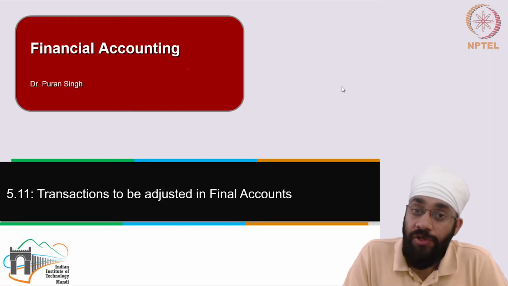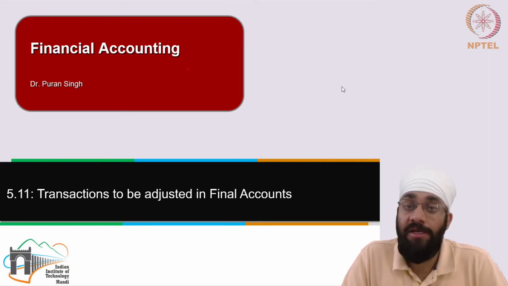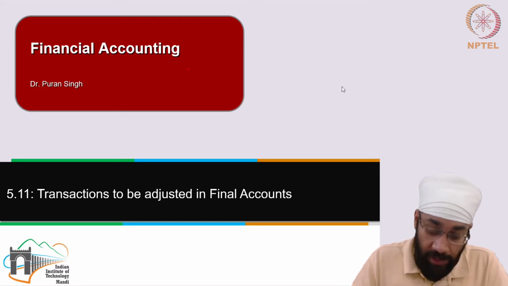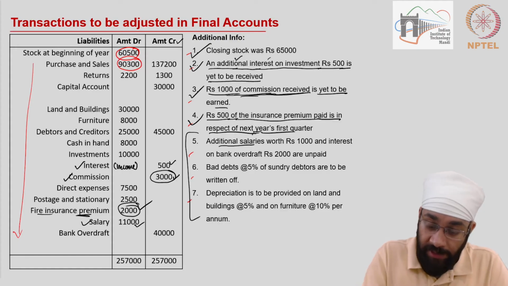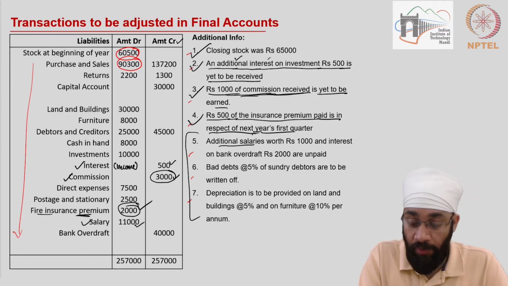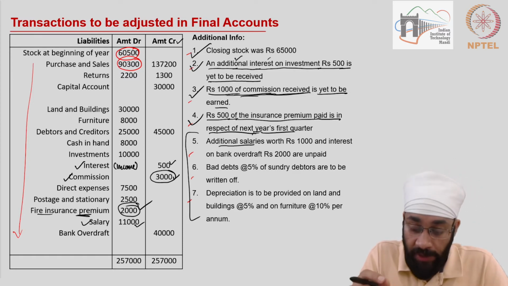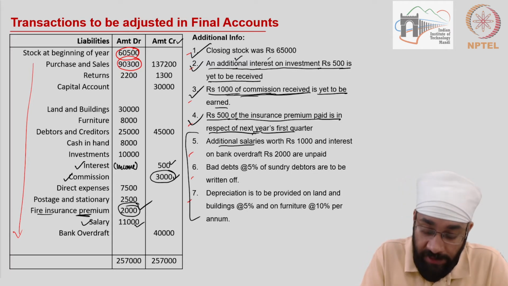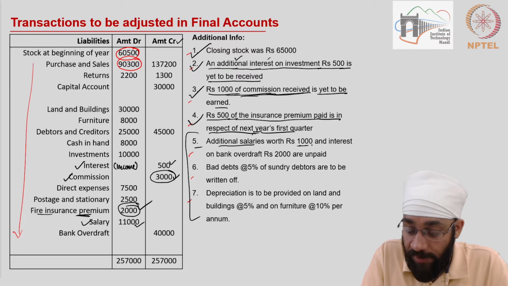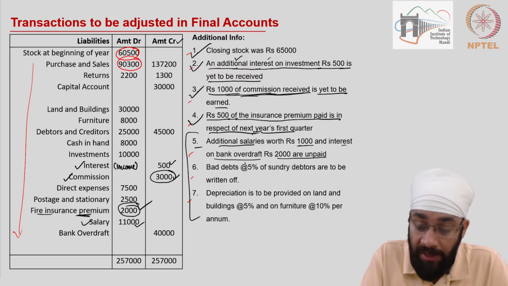This is a continuation of the previous video, and we are discussing the adjustments to be made to the final account. We have looked at the first four adjustments on the page, and there are three more that we need to discuss. So I'm going to now look at the fifth adjustment, which says salaries worth 1,000 and interest on bank overdraft worth 2,000 are unpaid.